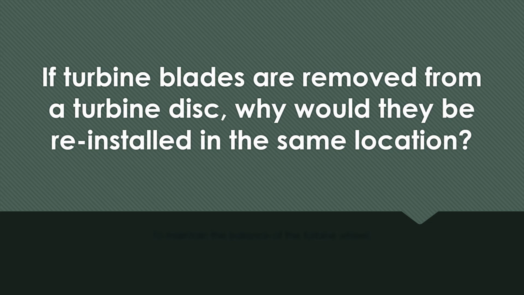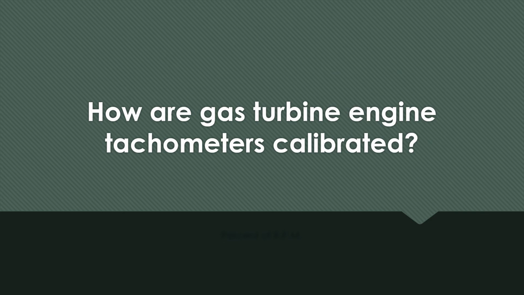If turbine blades are removed from a turbine disc, why would they be reinstalled in the same location? In order to maintain the balance of the turbine wheel. How are gas turbine engine tachometers calibrated? In percent of RPM.